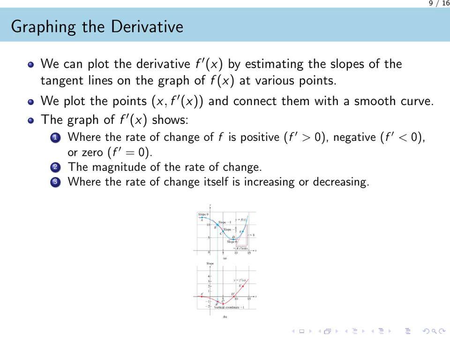For instance, wherever the original function has a flat, horizontal tangent, its slope is 0, so the graph of the derivative will cross the x-axis at that exact spot. This new graph reveals where the original function's rate of change is positive, negative, or 0, and even shows if that rate is itself speeding up or slowing down. This graph gives us a complete picture of where the original function is increasing or decreasing.